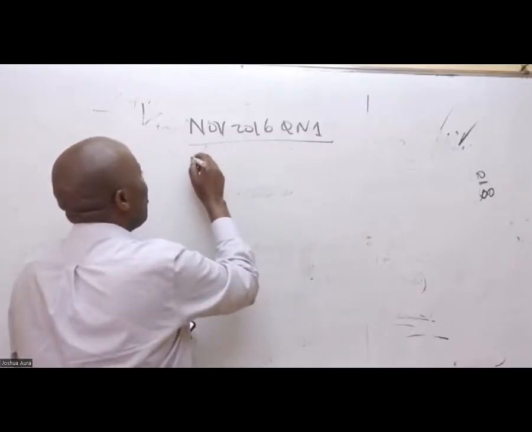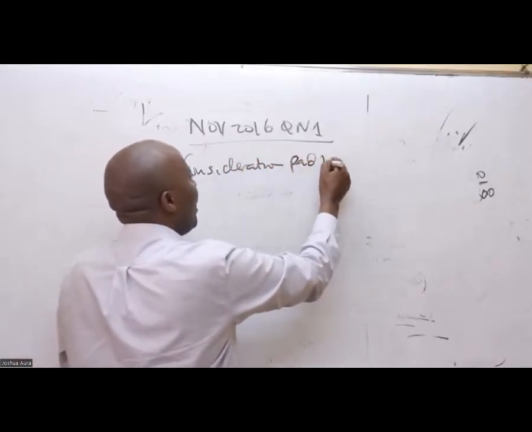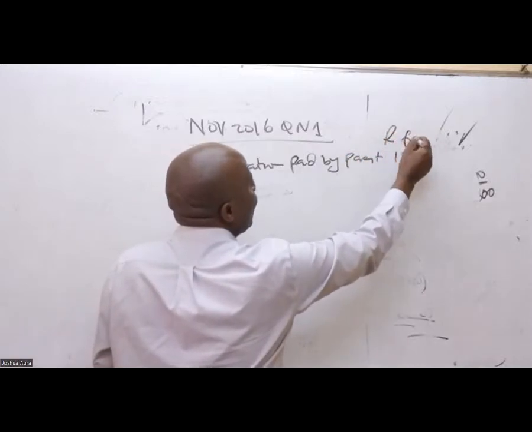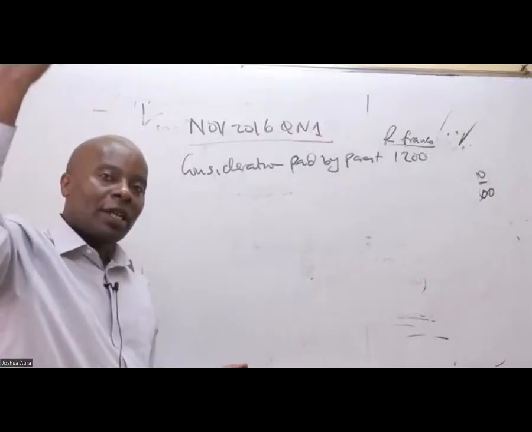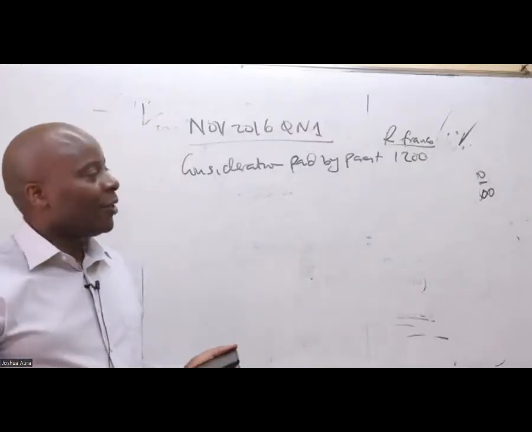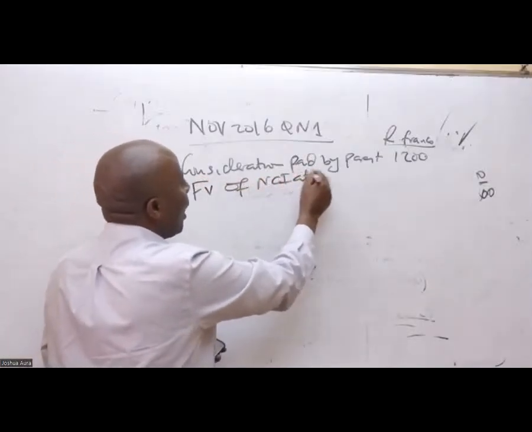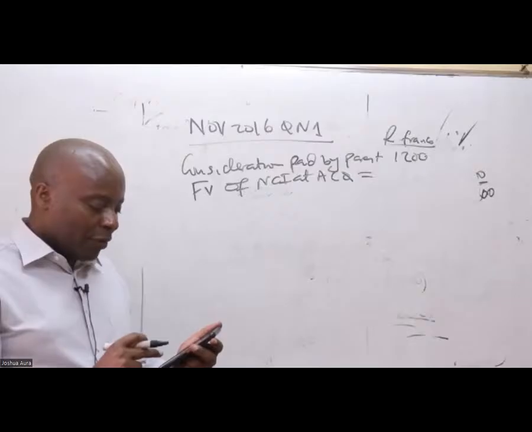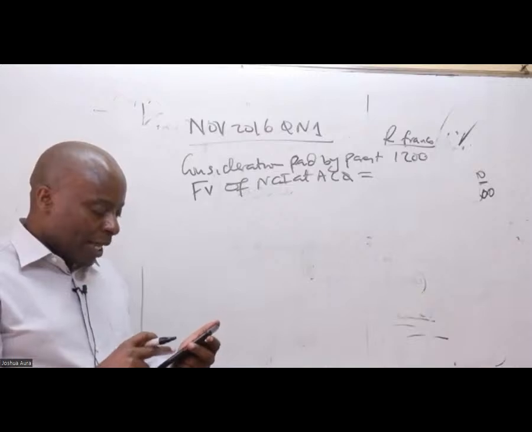So in this case, consideration paid by parent is 1,200. Remember, this must be in terms of Rwandese francs. As you remember, we said goodwill is normally computed on the basis of the currency of that foreign country. So you come and look straight away for fair value of NCI at acquisition. Have they given us fair value of NCI at acquisition?